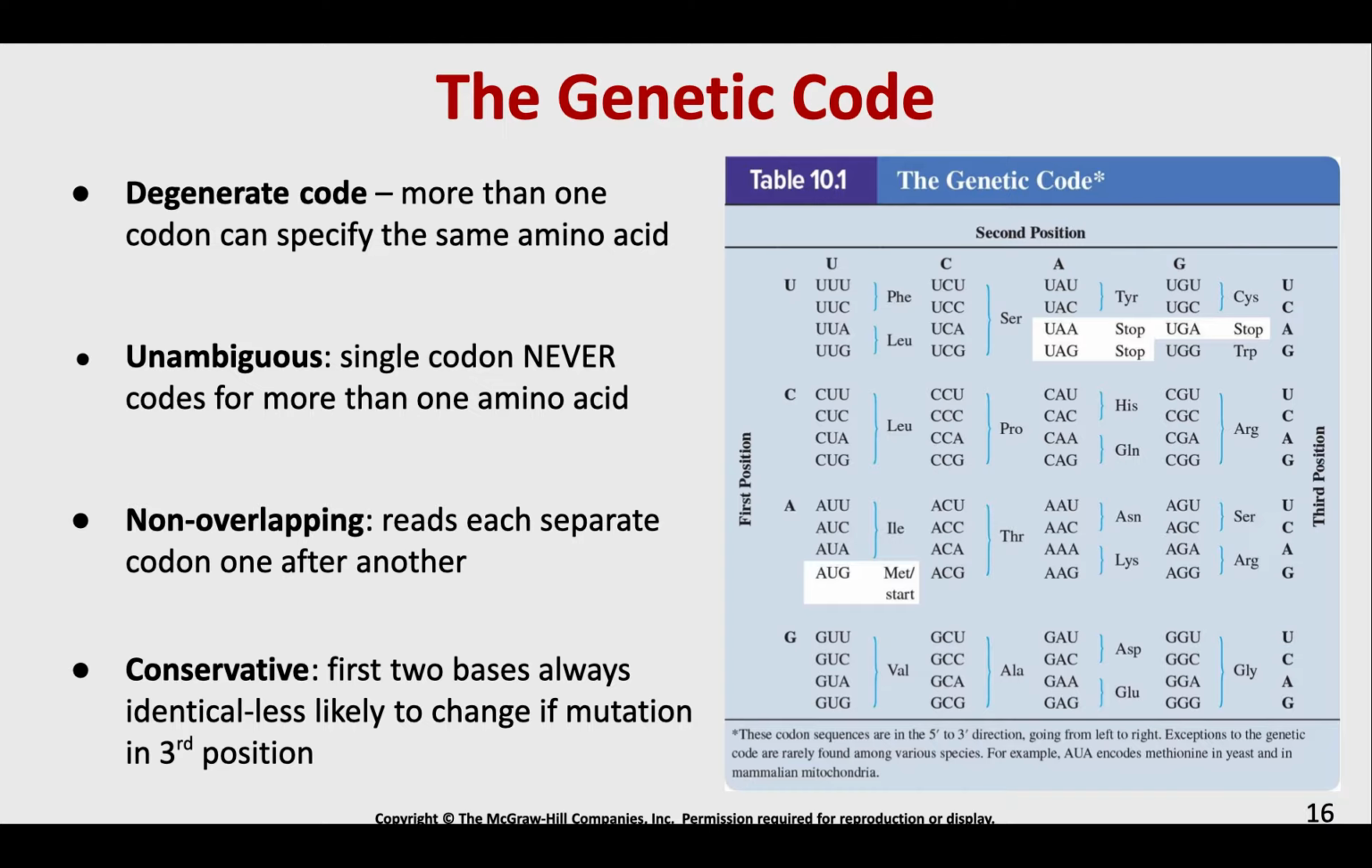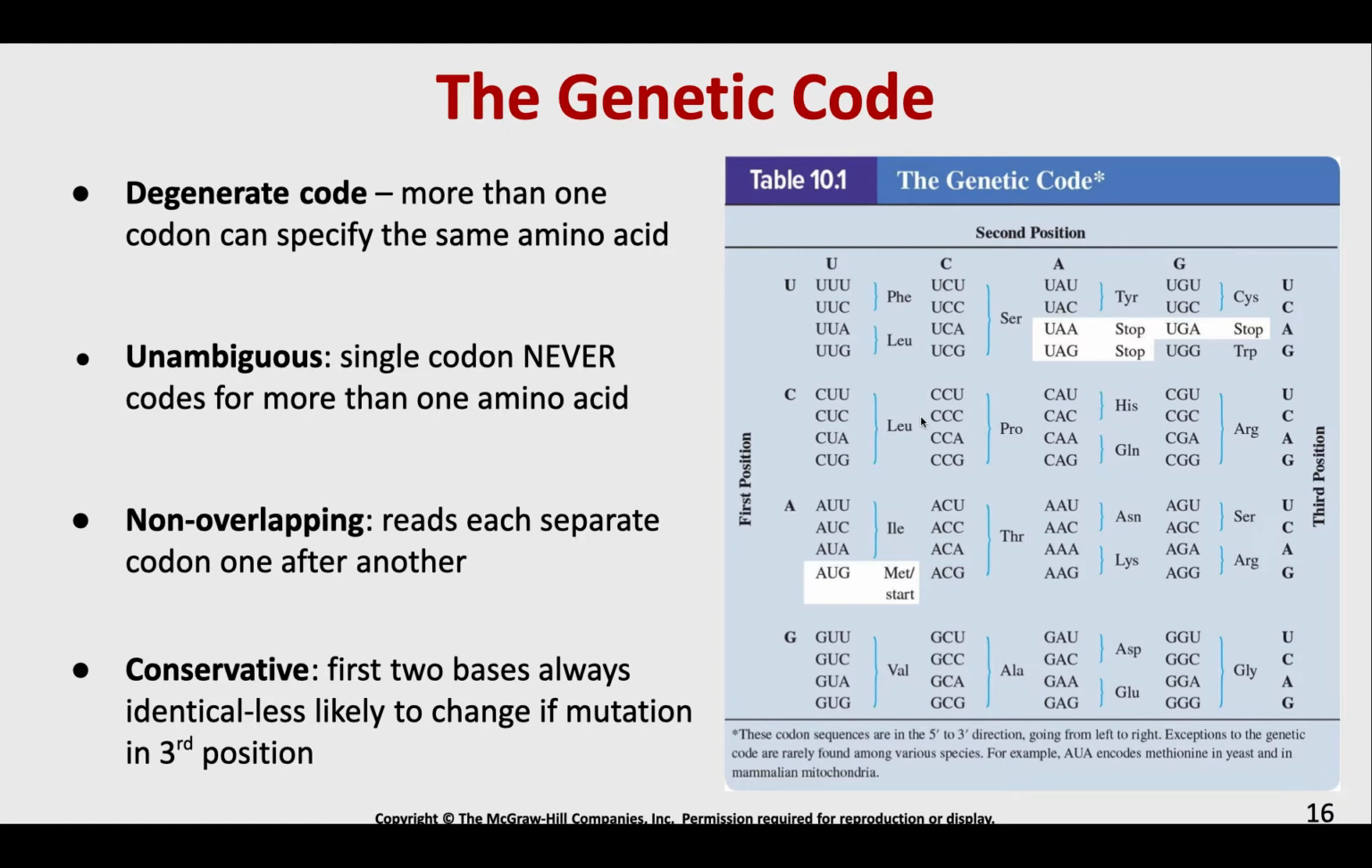It's also unambiguous. A single codon is never going to code for more than one amino acid. So UUU is always going to be phenylalanine. CUU is always going to be leucine. So leucine can have multiple codons, but one codon is only going to have one amino acid.